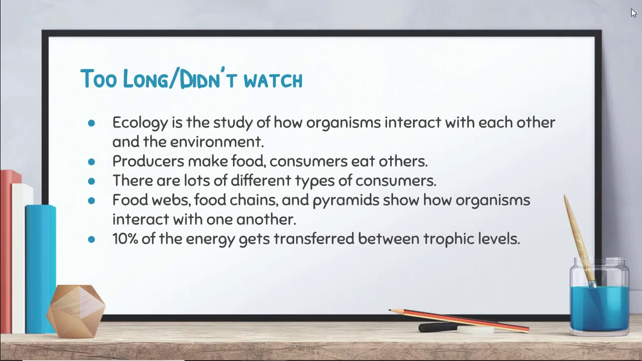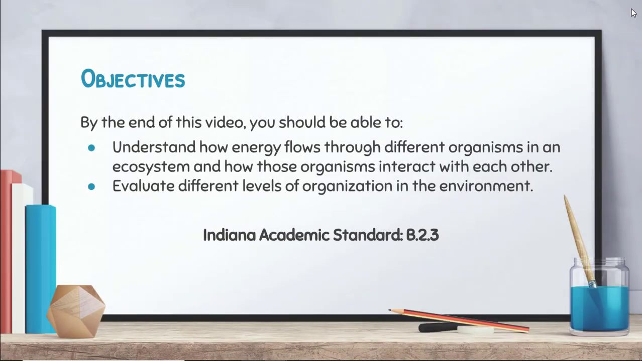So do keep in mind that ecology is the study of how organisms interact with each other and the environment. Producers make the food and consumers eat others. There are lots of different types of consumers, and food webs, food chains, and pyramids show how organisms interact with one another. Also keep in mind that just 10% of the energy gets transferred between trophic levels, so a lot is going on with this particular unit. But hopefully we met our student learning objectives for today, and we'll continue working on this as we come back to class in the near future.